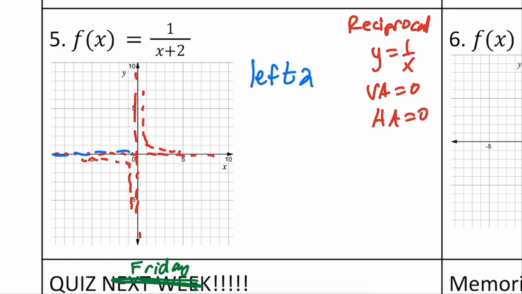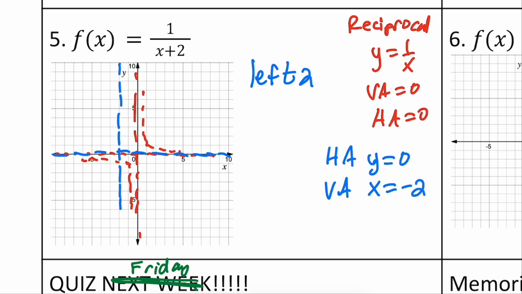So this is our vertical asymptote. No, our horizontal asymptote. So our horizontal asymptote is still y equals 0. But our vertical asymptote has to move to the left 2. So it is going to be x equals negative 2. So let's put that on there. Anytime you have a reciprocal function, move the vertical asymptotes left, right, up, down first. Then we'll put on our points.